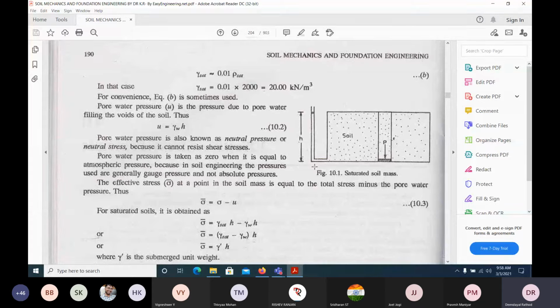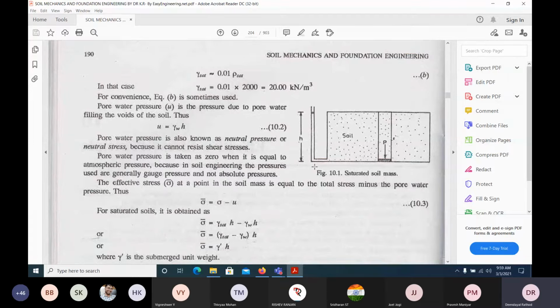Suppose I want to find out the effective stress at a depth of H. First I have to see whether the soil is saturated or dry. If it is saturated, first we calculate total stress. Total stress is gamma saturation multiplied by depth H. Then we have to find the pore water pressure, just insert a tube there and see where it rises. Total stress minus pore water pressure will give the effective stress.